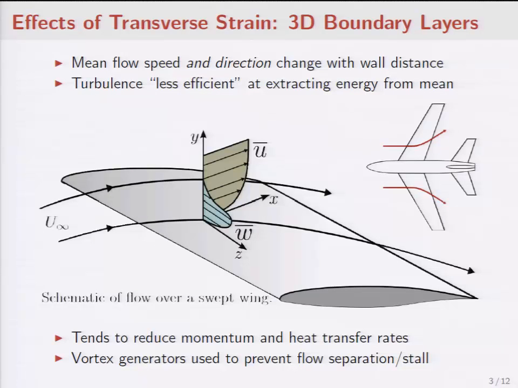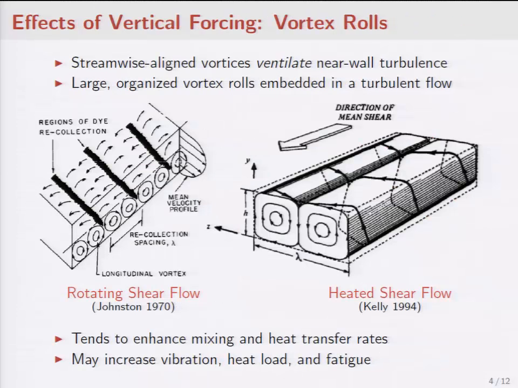Under these types of conditions, the turbulence is typically less efficient at extracting energy from the mean flow, and so this tends to reduce momentum and heat transfer rates. In terms of engineering application, people often will put vortex generators to prevent the flow separation or stall that would occur under these conditions. You may have seen this if you looked out the window of an airplane and seen little protuberances situated on the sides of the wings, to cause the flow to transition to turbulence and remain attached.